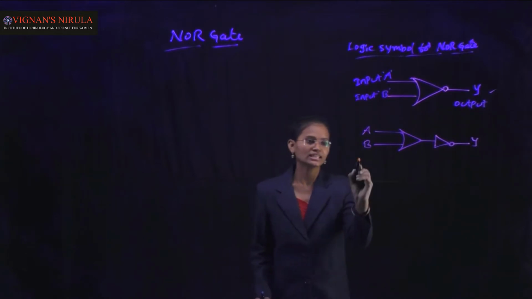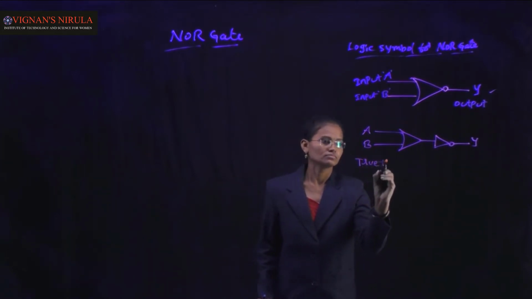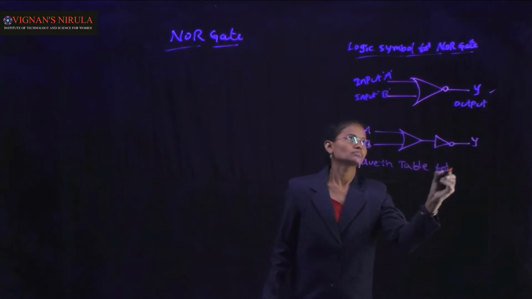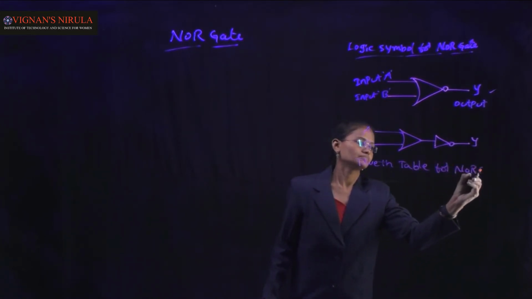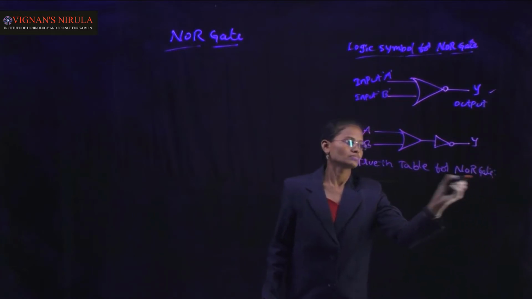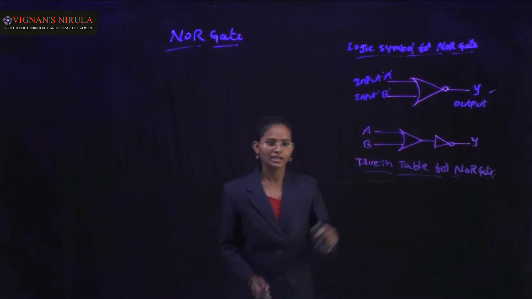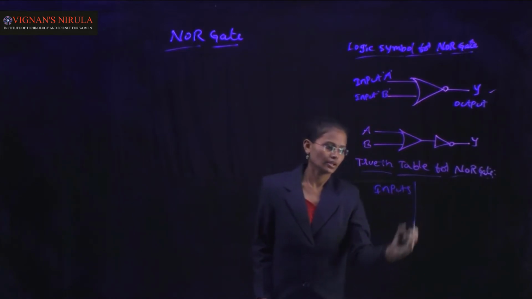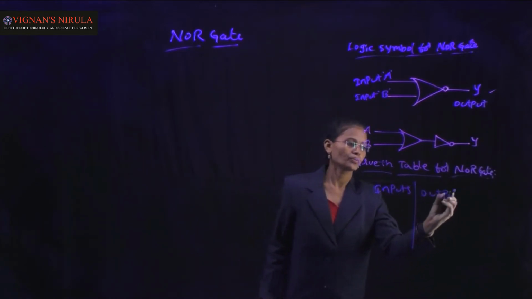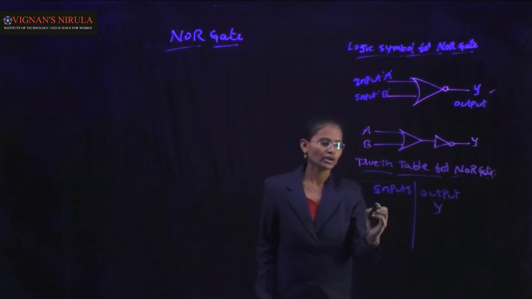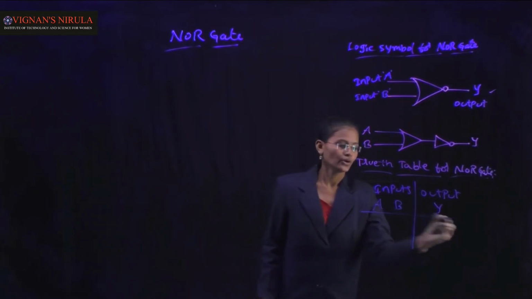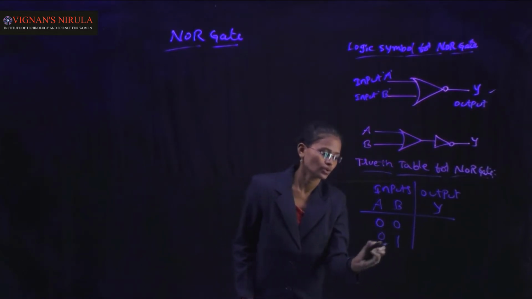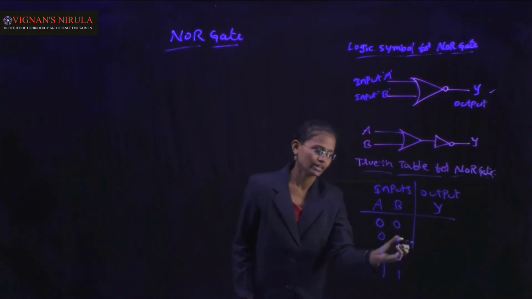And next, see the truth table for NOR gate. And here the inputs and output. Output is a single output. Inputs are A and B. Two inputs produce 4 combinations: 0 0, 0 1, 1 0 and 1 1.